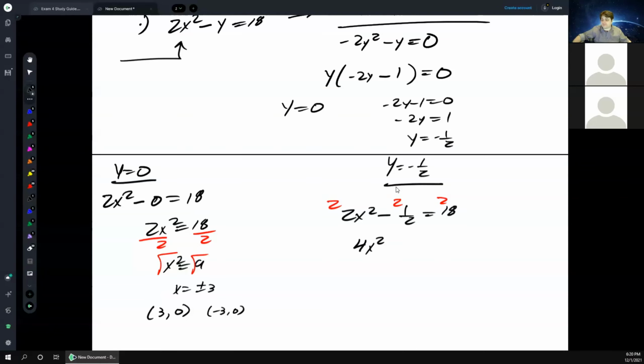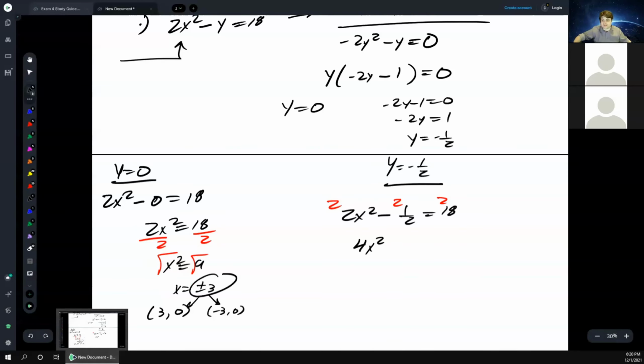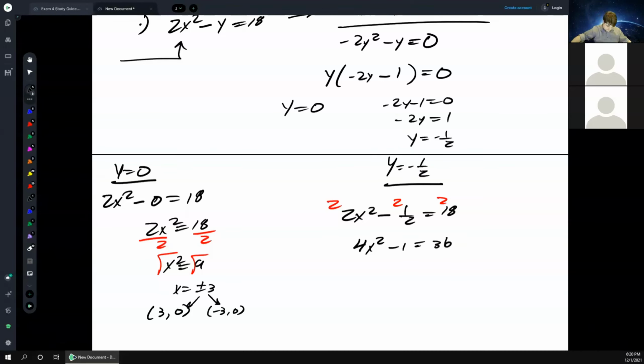Yeah, it's like doing the last step. In terms of the plus or minus, we are separating this up into the two x values, both of which have the same y value. That is correct. So yeah, 4x squared minus 1 equals, times 2 gives us 36.